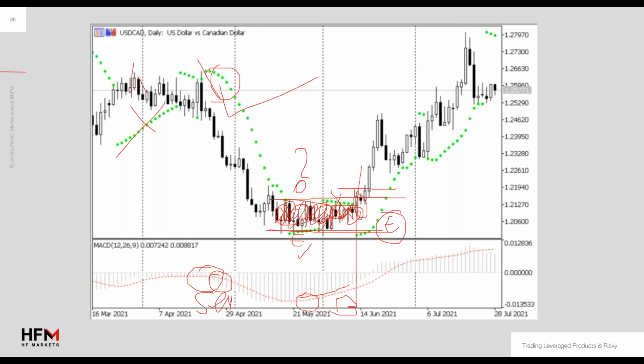Is the dotted line on the chart the cross? Gabriel, the dotted line, sorry, yes, the red line in MACD is called the signal line. The dotted line on the chart is the parabolic SAR.